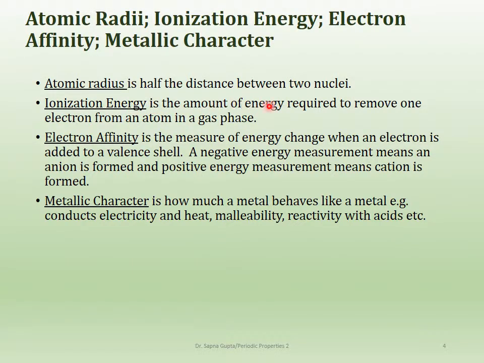Ionization energy is the amount of energy required to remove one electron from an atom in gas phase. Electron affinity is the measure of energy change when an electron is added to the valence shell. So if the energy is negative, that means an anion is formed. If it is positive, it means a cation is formed. Cation meaning actually electron is given away.